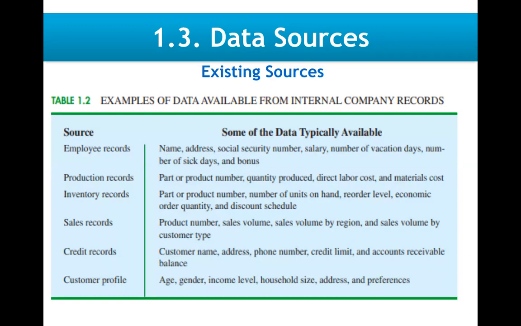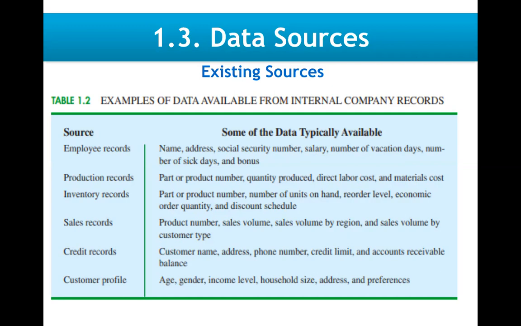Other internal records contain data on sales, advertising spending, distribution costs, inventory levels, and production quantities. Most companies also maintain detailed data about their own customers. For example, Table 1.2 shows us some of the data commonly available from internal company records, right?